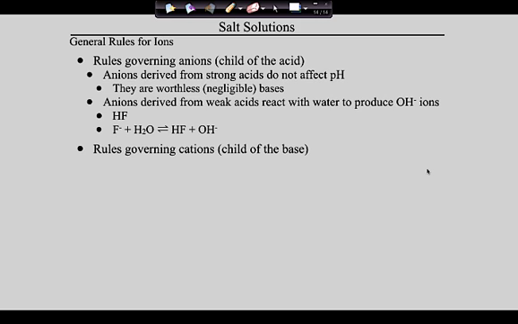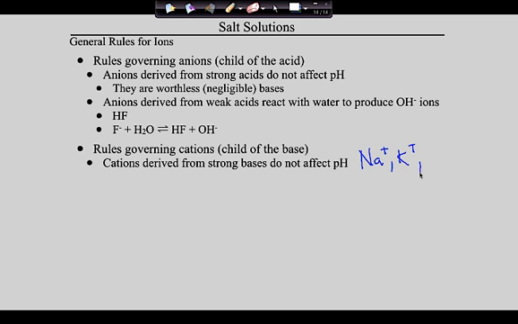So now what about the cations? So guys, the rules with the cations are similar. If you have a cation that comes from a strong base, those don't affect pH. So which ones are those? Sodium, potassium, lithium. What am I forgetting? Sodium, potassium, lithium, rubidium, cesium. Is that CS? Yep. Then calcium, strontium, and barium. Is that right?